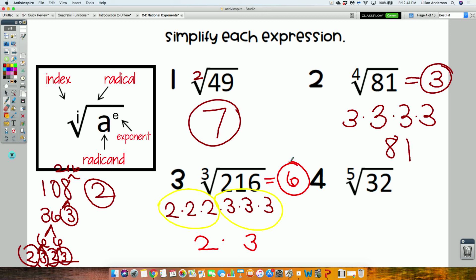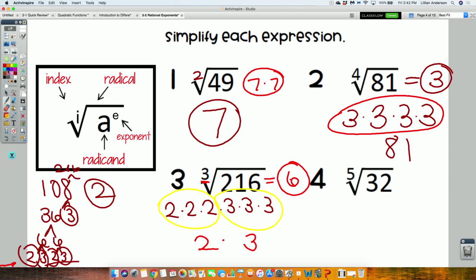Yes? How come when you pull it out, it's not by pairs? Great question. When you pull it out, it's not by pairs because it is a cube root, not a square root. So like here, back in number 2, we would pull out a group of 4. Square root, we would pull out a group of 2. That's 49, 7 times 7, group of 7. Everybody understand that?